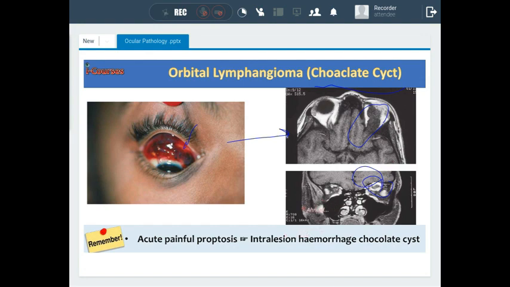lymphangioma, which is called chocolate cyst, and treatment is by just aspiration of this blood. So just remember, acute painful proptosis in the setting of orbital lymphangioma can be due to intralesional hemorrhage, or what's called chocolate cyst.